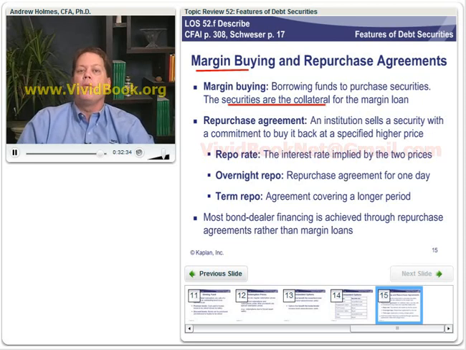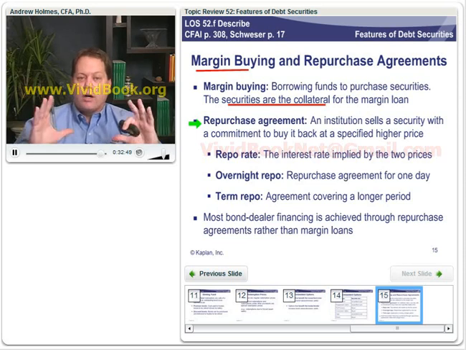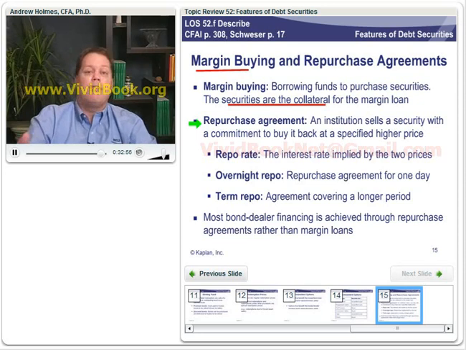No difference there. What is different here is the idea of a repo agreement, or a repurchase agreement. This is where an institution sells a security with a commitment to buy it back in the future at a higher price. So we can say, we're going to sell the bond today for $999 and we'll buy it back tomorrow for $1,000. So we sell the bond today. That means we're going to bring in some cash, right? And then we agree to buy it back tomorrow. That is a source of short-term financing. Most bond dealer financing is achieved through the repo market. So this is a very common sort of thing.